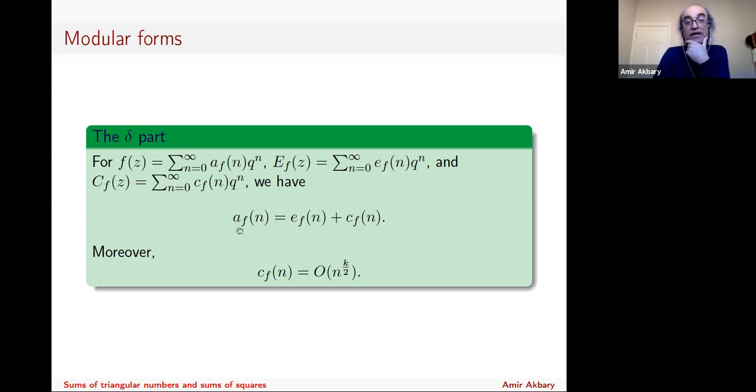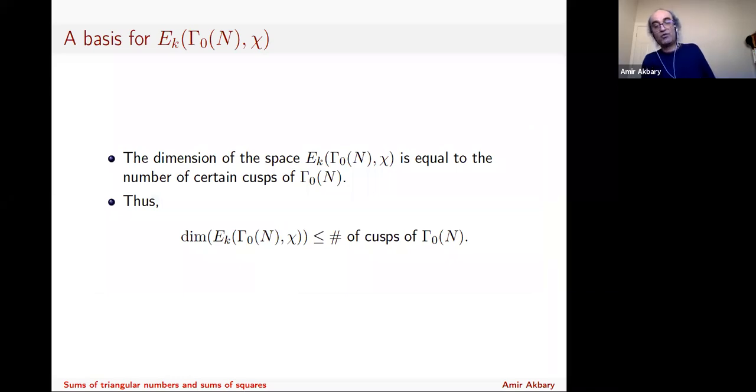So basically, the nth Fourier coefficient of f has an Eisenstein component, e_f(n), and it has a cusp component. And we can show that the cusp component, c_f(n), is bounded by n to the power k over 2. In the majority of the spaces, we're going to see that the dominant part is the Eisenstein part. And this is basically the delta part in the notation of Ramanujan. Okay, so our goal here is to describe how to compute this delta part.